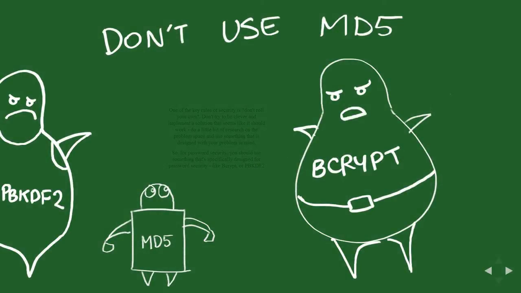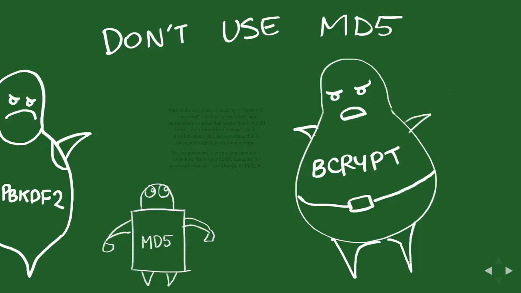So one of the key rules of security is just don't roll your own. Do not build your own security algorithms from scratch. Don't be clever. Don't try to implement a solution that seems like it should work. You must do the research on the problem space and use something that's designed with your problem in mind. So for password security, you should use something that's specifically designed for password security, like bcrypt or pbkdf2.